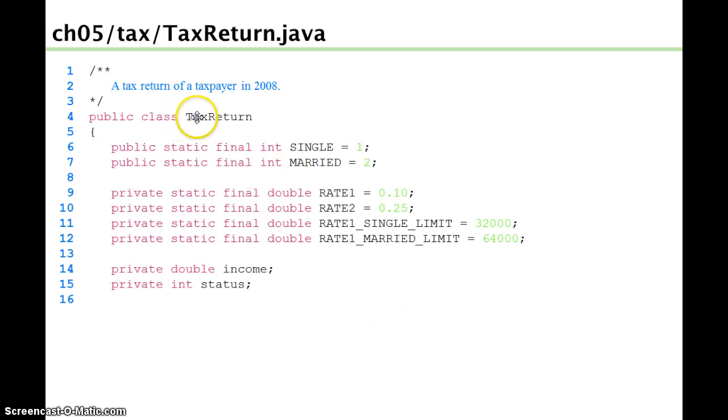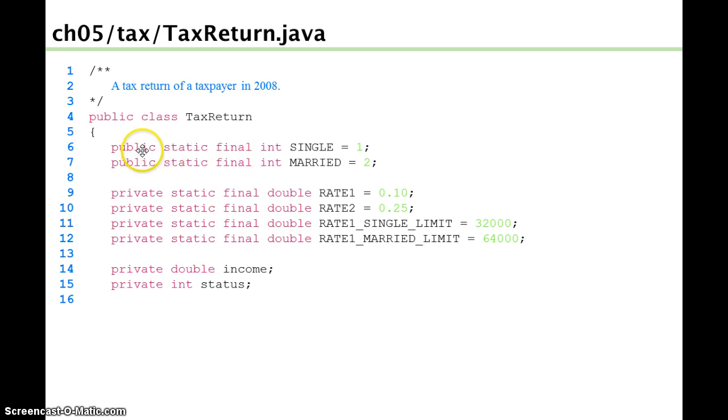So here is the class for the tax rate. It's called TaxReturn. And in our TaxReturn class, we have a couple of public static constants.